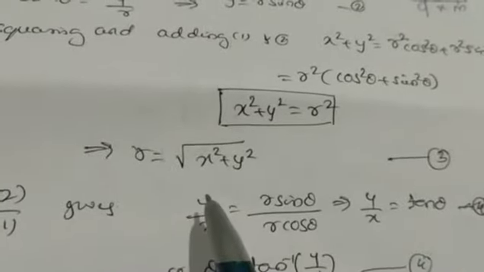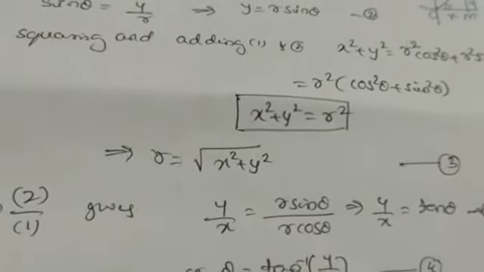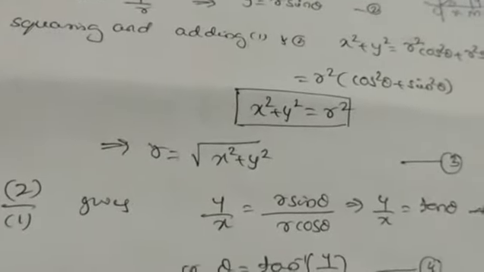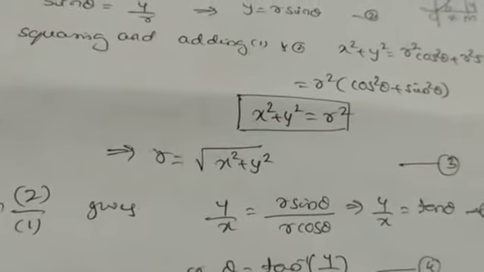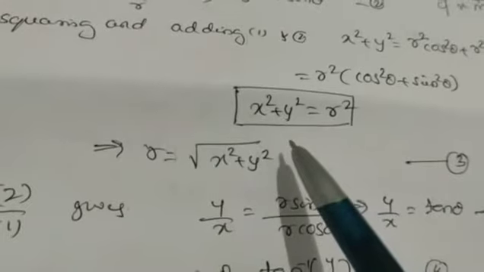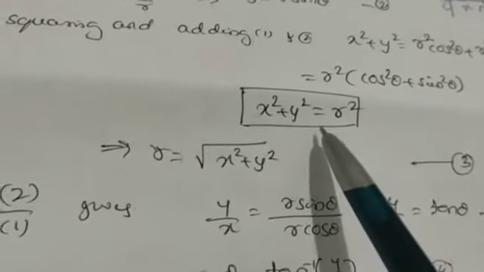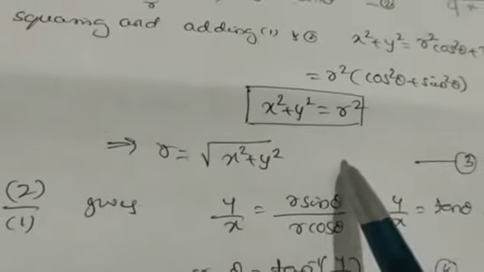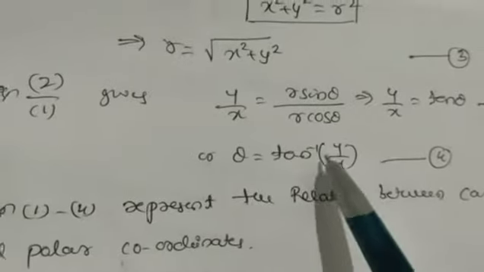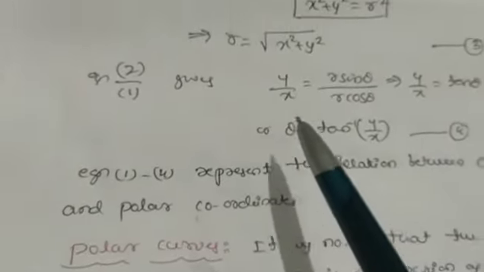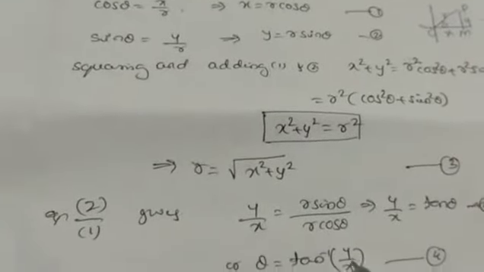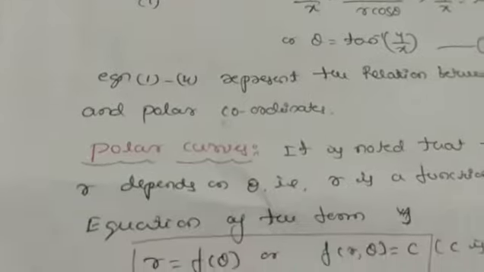In complex numbers you studied the relation between Cartesian and polar coordinates, that is modulus and amplitude. There you studied, no? This is also similar, that is x square plus y square equals r square, and theta is equal to tan inverse y by x. And these equations 1, 2, 3 and 4 are the relation between Cartesian and polar coordinates.